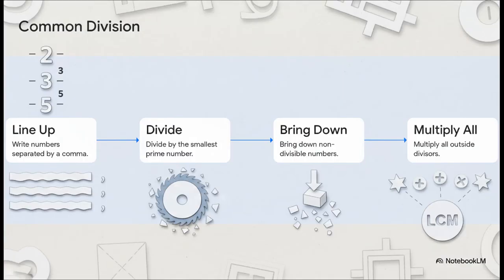Our third tool is the common division method. This is an incredibly fast way to solve for multiple numbers all at once. You just line your numbers up, separate them by commas, and start dividing them by small prime numbers, starting with 2, then 3, and so on.